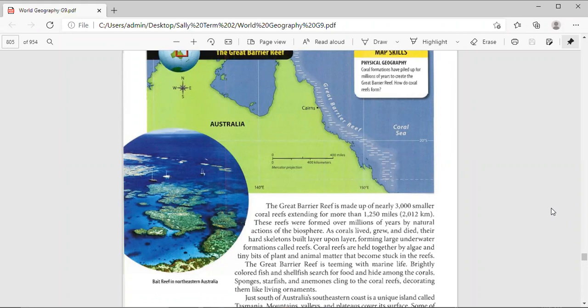So the Great Barrier Reef is made of nearly 3,000 smaller coral reefs extending for more than 1,250 miles. These reefs were formed over millions of years by natural actions of the biosphere. So at the beginning, it's a natural action of the biosphere. As corals lived, grew, and died, their hard skeletons built layer upon layer, forming large underwater formations called reefs.